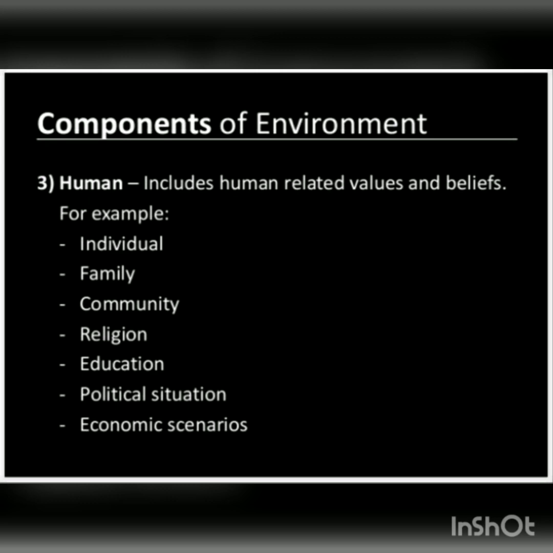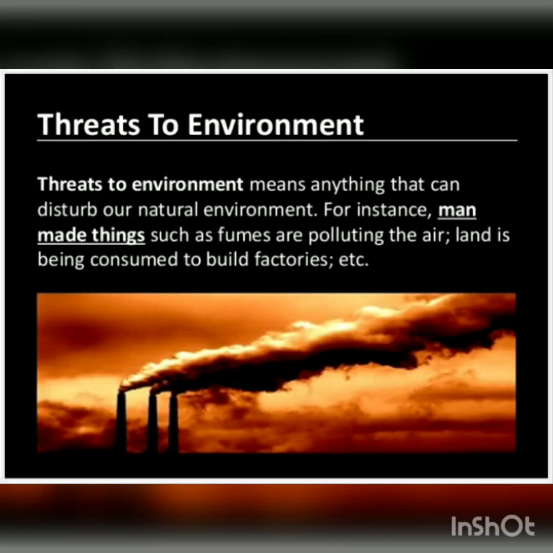Then we have the third component of environment, that is humans. These are the human related values and beliefs. For example, the family, individual, community, religion, education, political situation, economic scenarios. We all belong to this component. We are this component of the environment. So overall, how many were there? Natural components, then man-made, and then the human components.